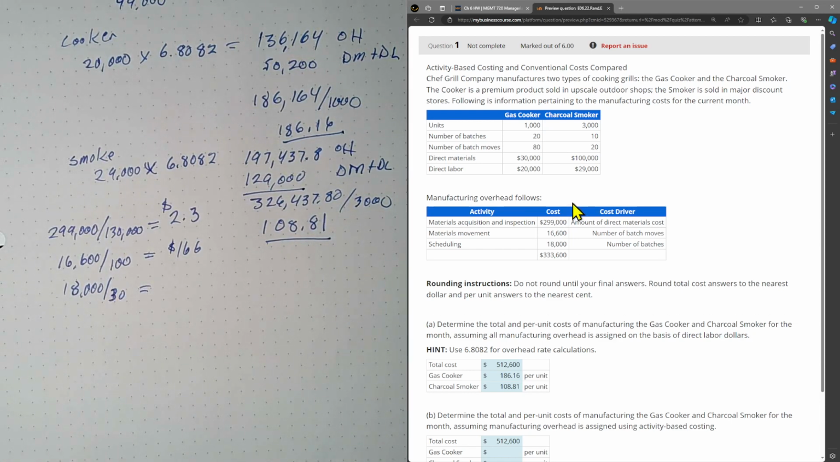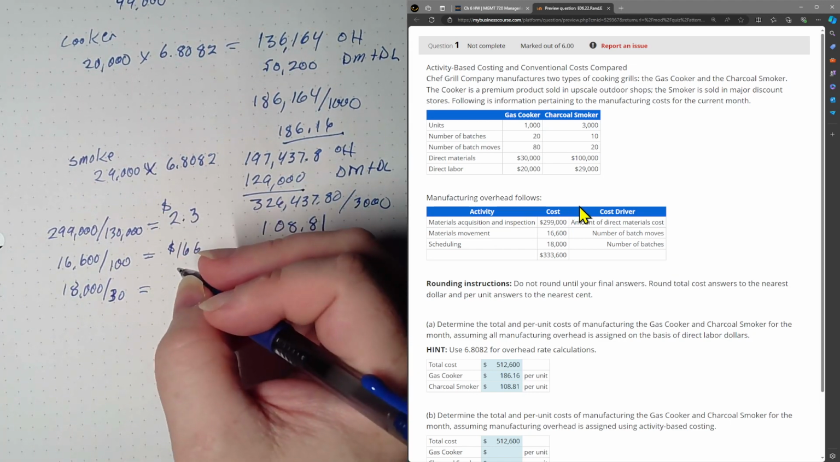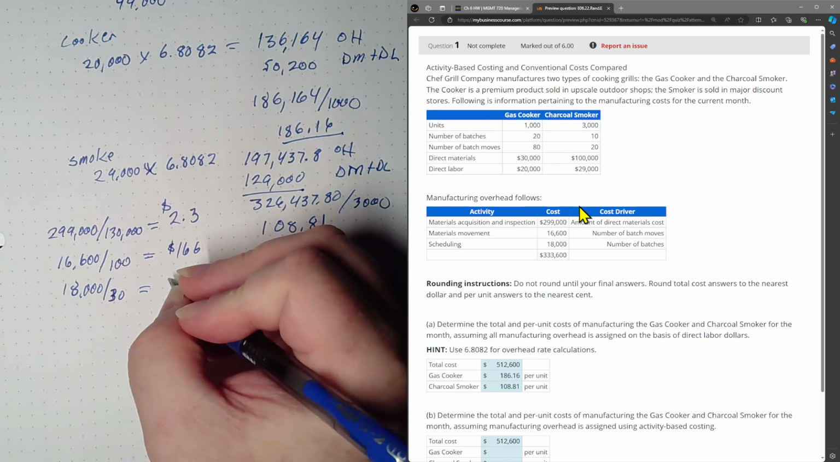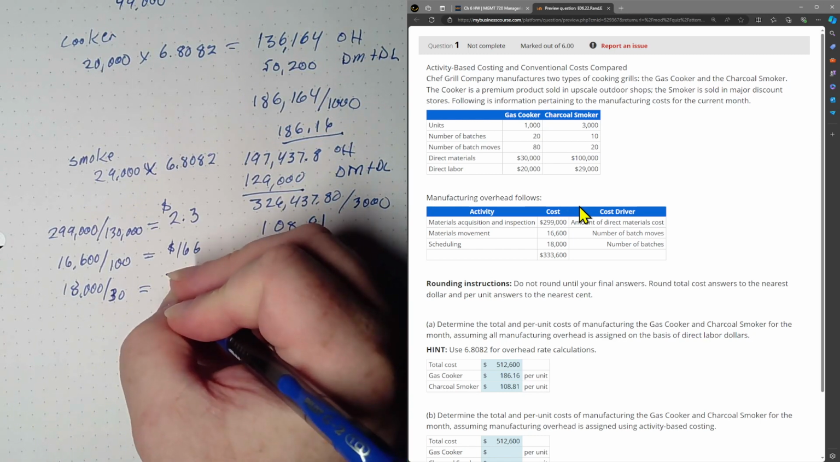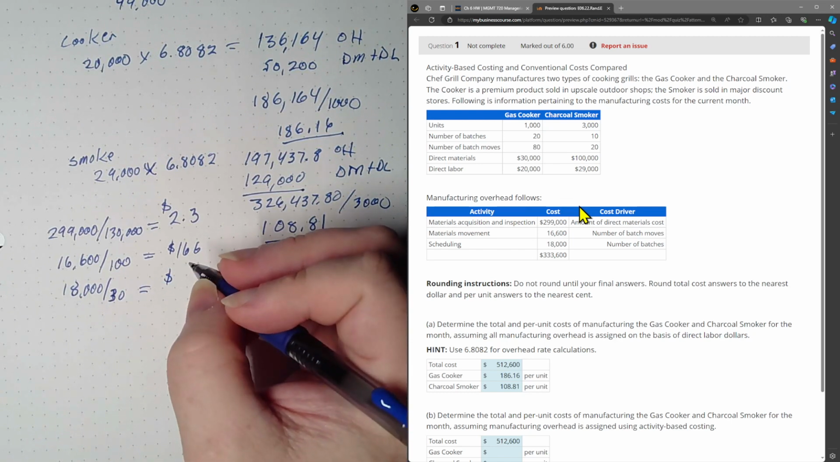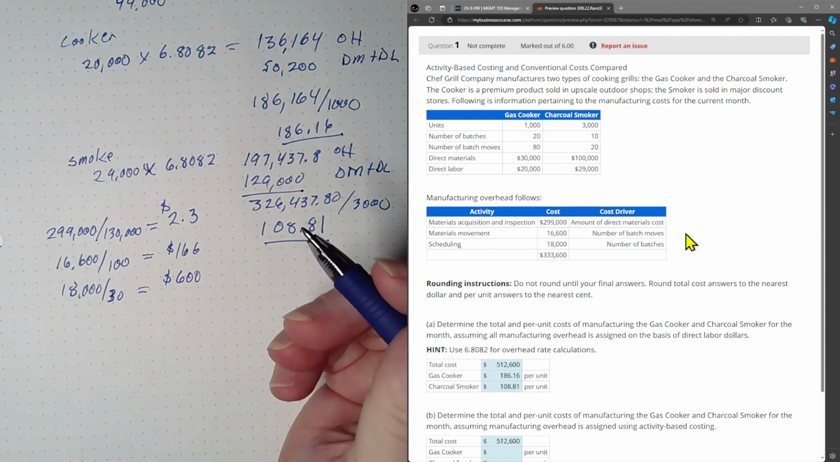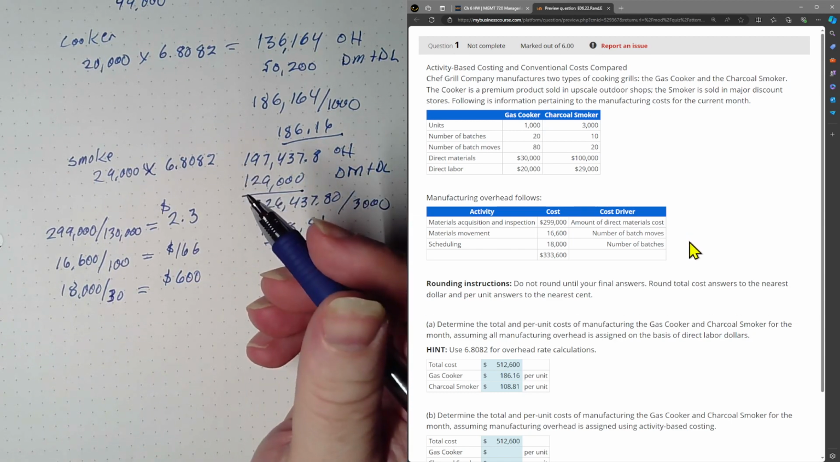So 18,000 divided by 30 equals $600 per scheduling. Wow, scheduling takes $600. Again, it's just going to my accounting mind that seems like a lot for scheduling. But it's the numbers that we have.